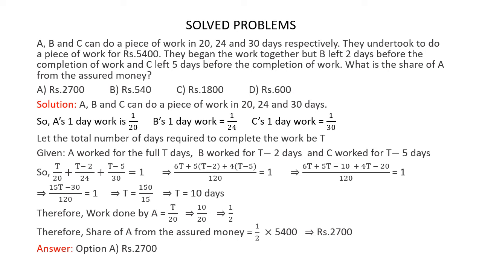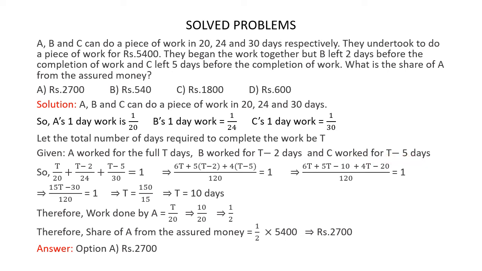Now it's given that A, B and C can do a piece of work in 20, 24 and 30 days. So A's 1 day work is 1 by 20, B's 1 day work is 1 by 24 and C's 1 day work is 1 by 30. Now let the total number of days required to complete the work be T. Then A worked for full T days. It's given that B left 2 days before the completion of work, so B worked for T minus 2 days. And C left 5 days before the completion of work, so C worked for T minus 5 days.